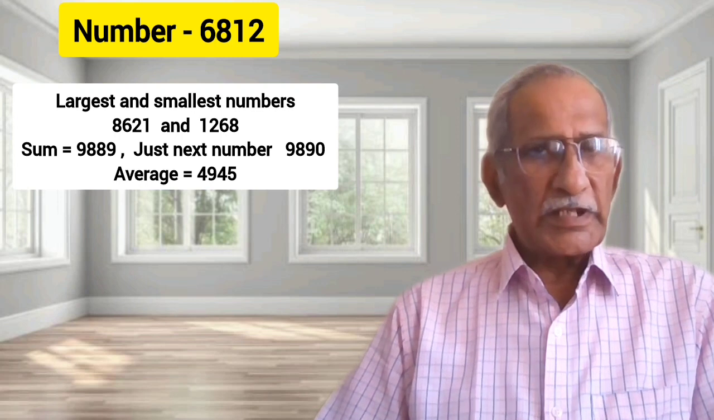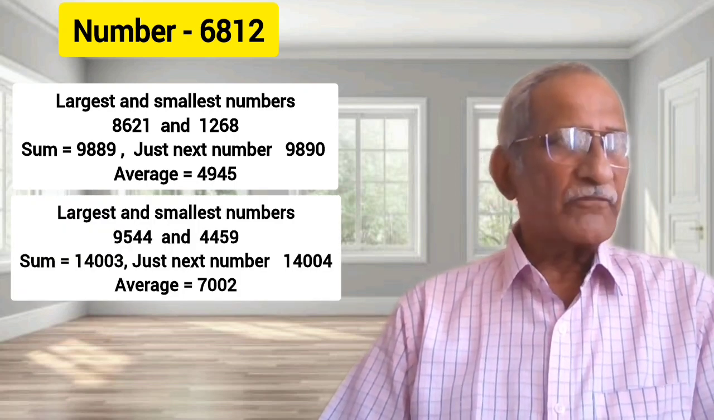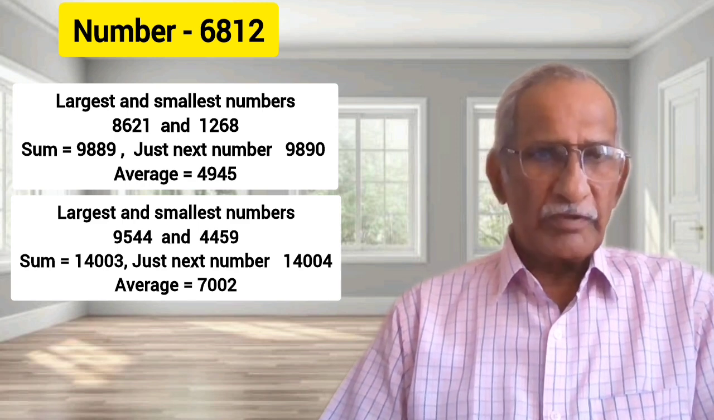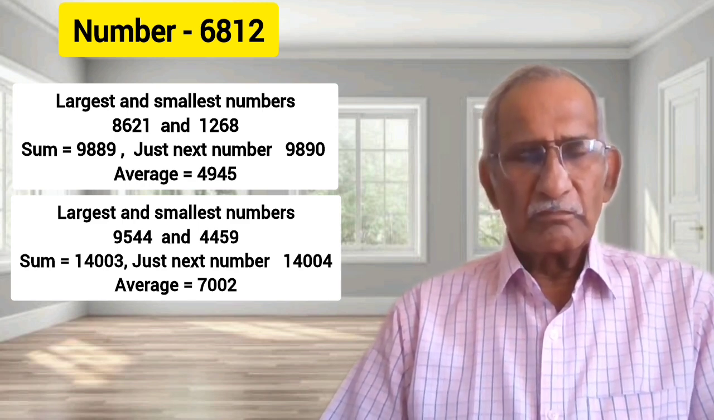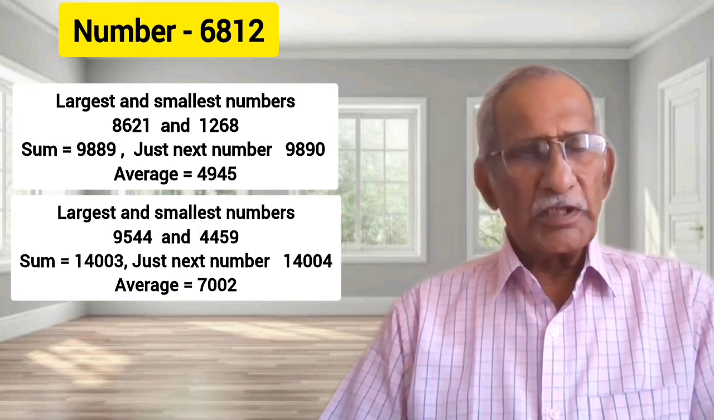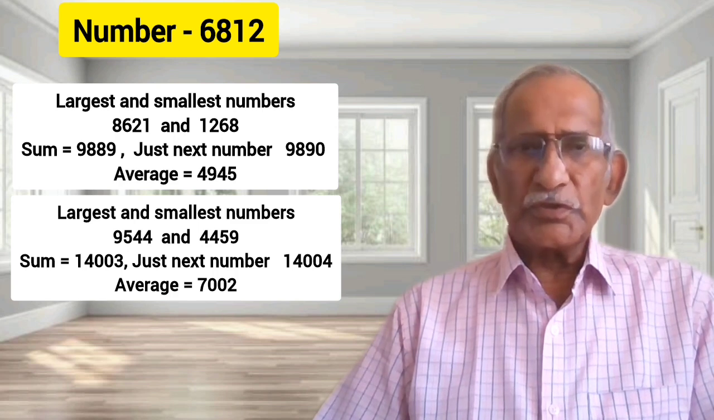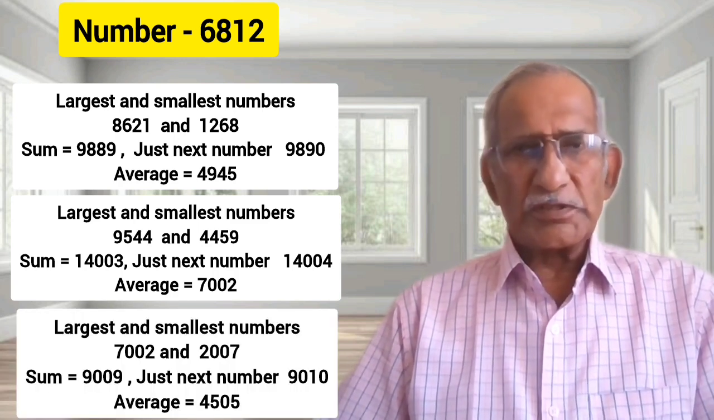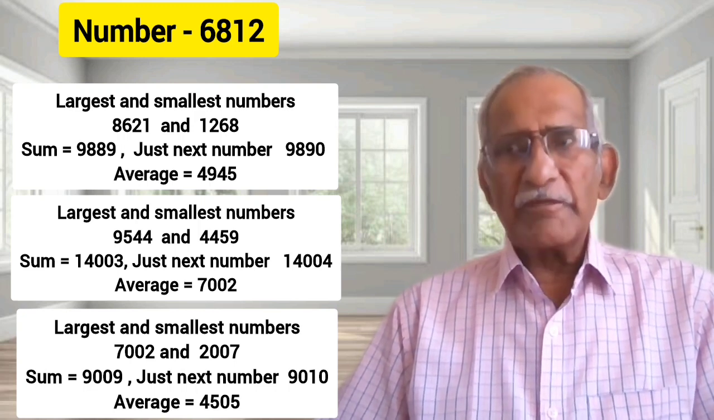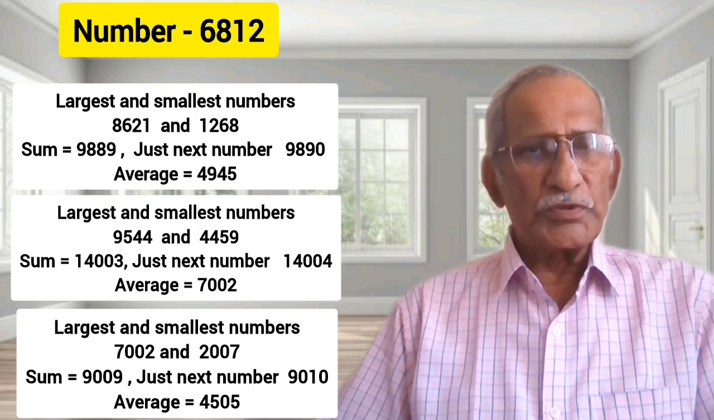Again, make the largest and the smallest numbers out of the digits 4945. These numbers are obviously 9544 and 4459. Their sum is 14003. It is odd again. So let us take the next number, 14004. The average is 7002. Now repeat the process. Again, take the largest and the smallest numbers out of the digits of this average number. The largest number is 7002 and the smallest number is 2007.